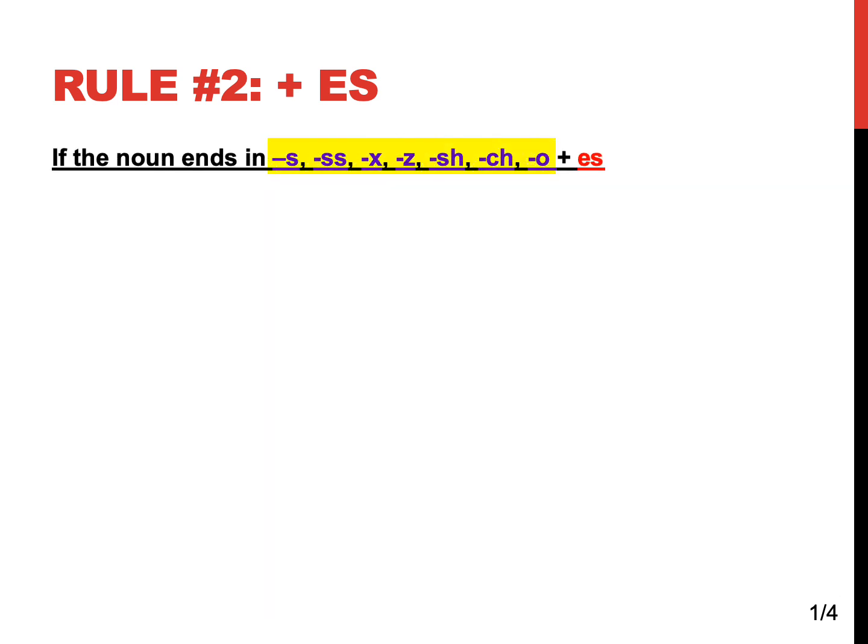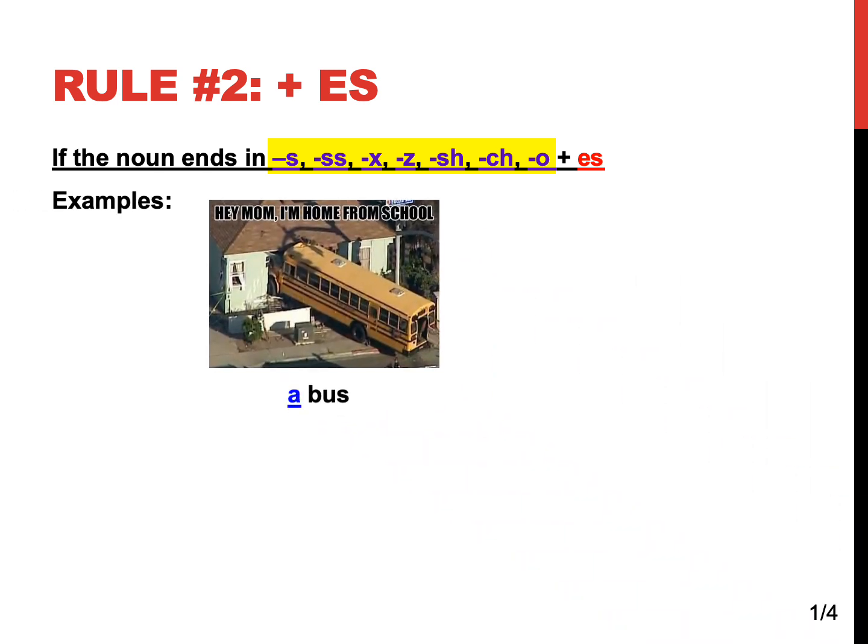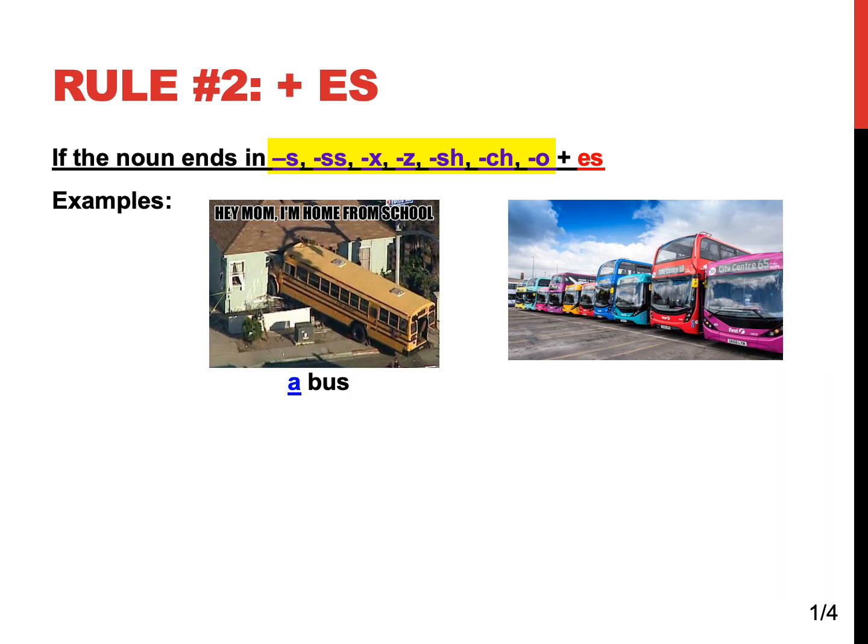Rule number 2. If the noun ends in s, z, sh, ch, or letter O, you need to add es to it. Examples. This is a bus. It ends with an S sound, so you need to put an es to it. It becomes buses. There are many buses here.